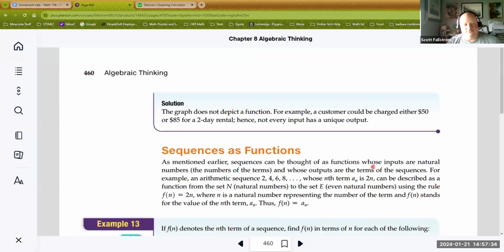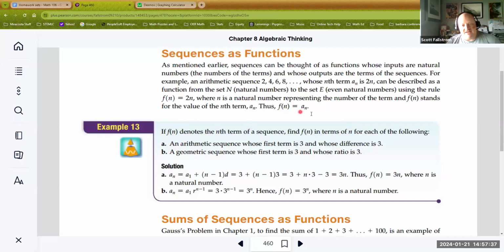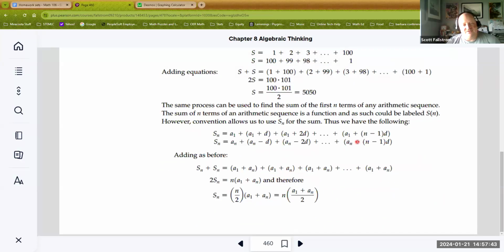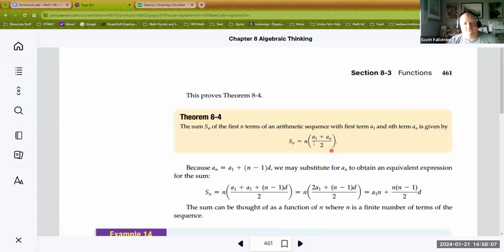car from that company. So sequences, like I just said, can be thought of as functions. And sums of sequences could also be thought of as functions. We've come up with that function previously in this class where we added forwards and backwards, and then we came up with a sum. You could do that in general, and you would say add the first and the last, divide by 2, and then multiply by n. That sum is based only on n, which is the number of terms. It becomes a function.